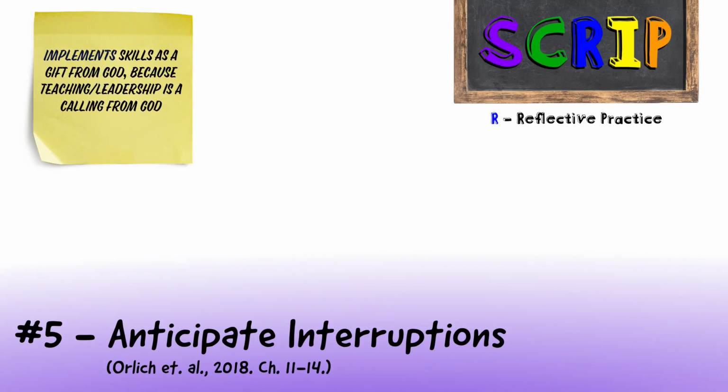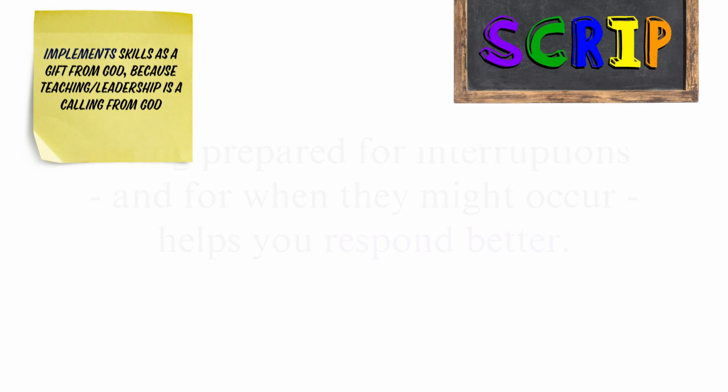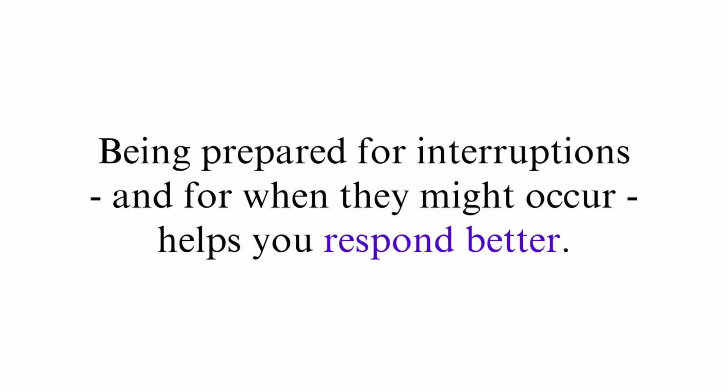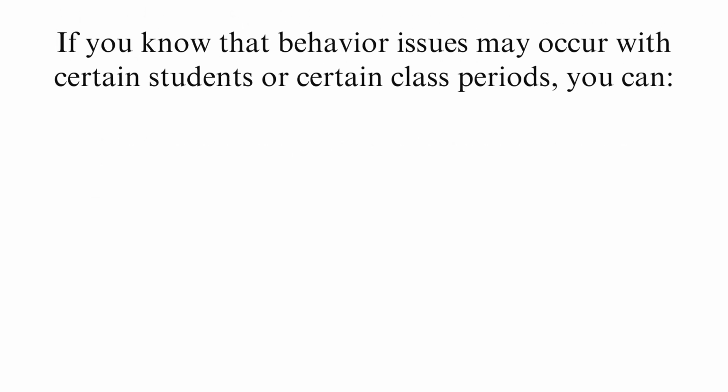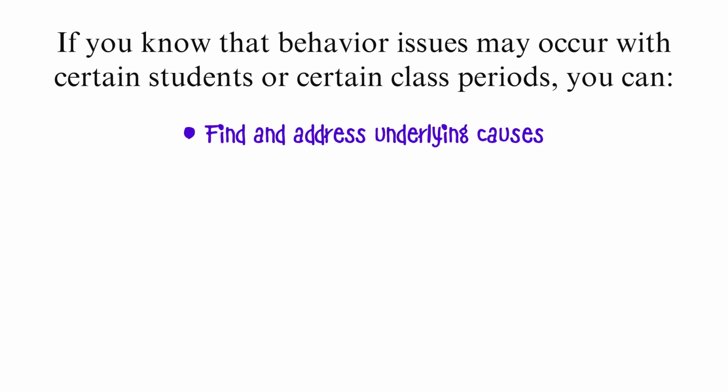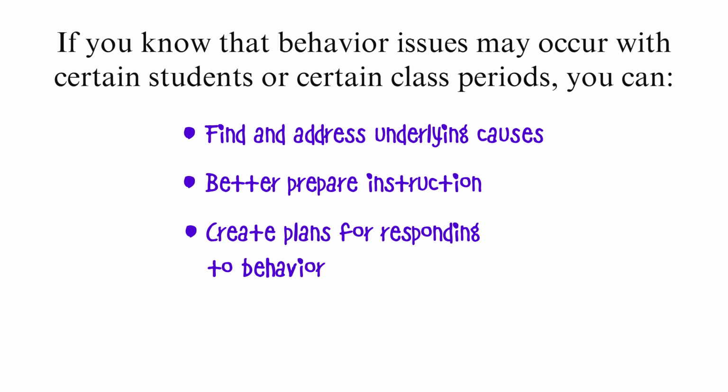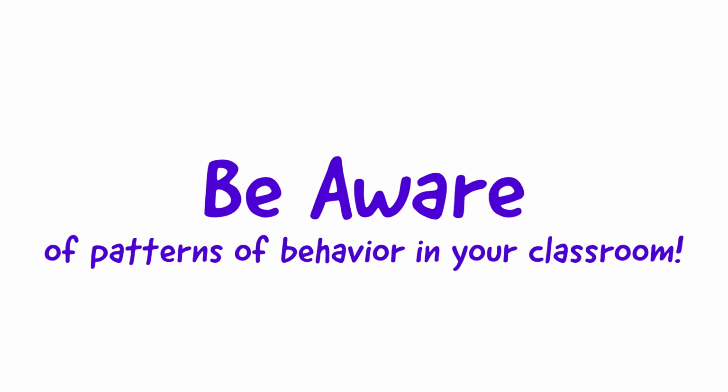Next is to anticipate interruptions. Being prepared for interruptions and knowing when they might occur helps you better respond when they do happen. If you know a certain class period or particular student is likely to have a behavior issue, you can not only look at what the underlying causes of that issue may be and how to solve them, but you can also better prepare your instruction and create plans for responding to disruptive behavior. It is always a good idea to be aware of patterns of behavior in your classroom.